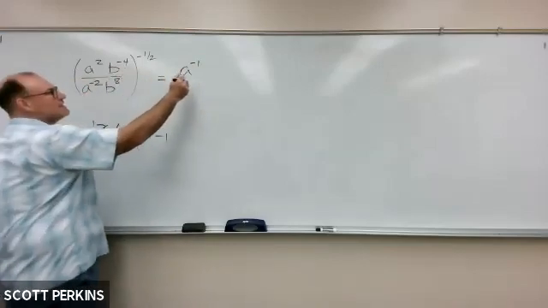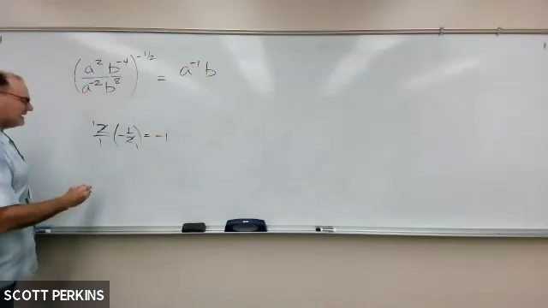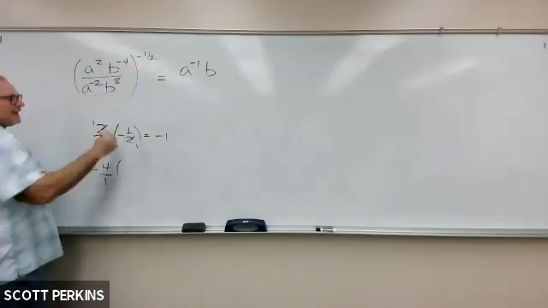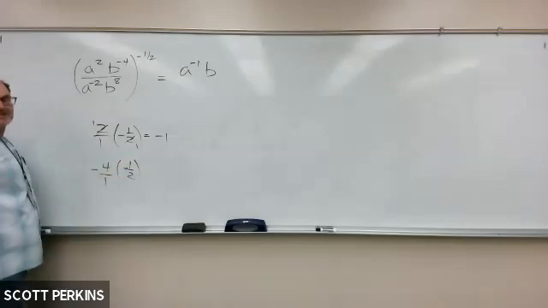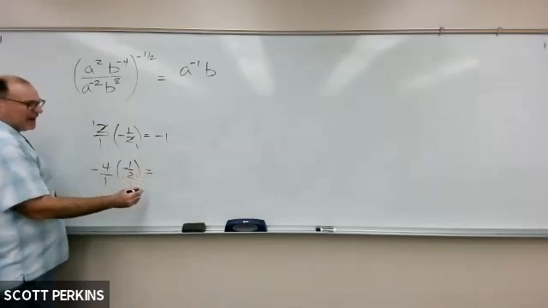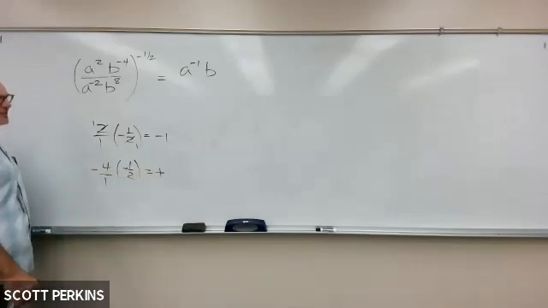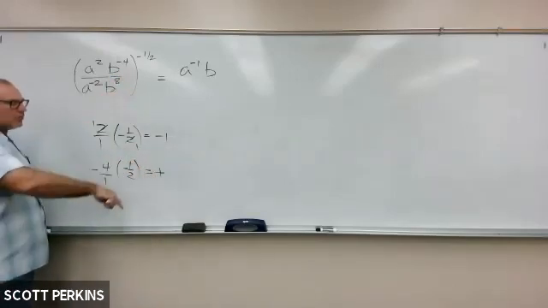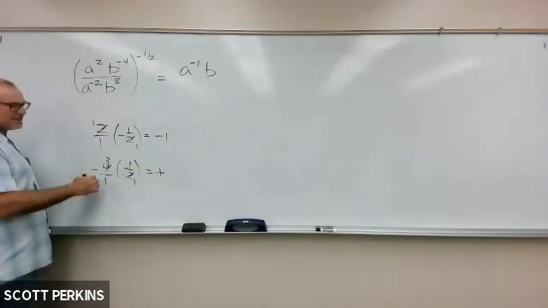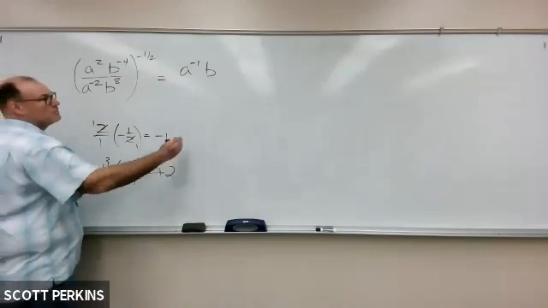Then I've got b to the negative 4th, so that is negative 4 over 1 times the negative 1/2, which is the power I'm raising everything to. This time, a negative times a negative is a positive. I'm going to write a plus here so that you know. And then 2 goes into 2 once, 2 goes into 4 twice, so I have positive 2.